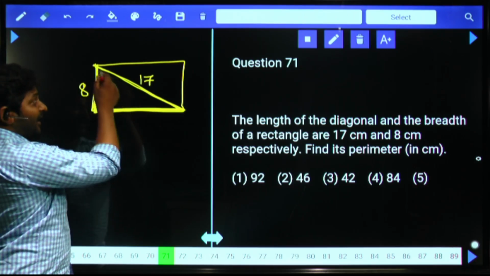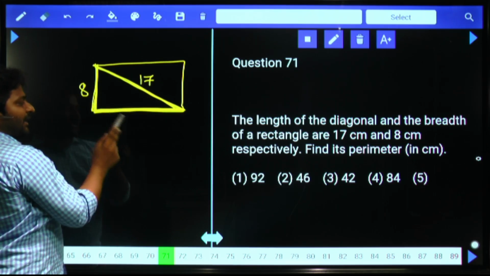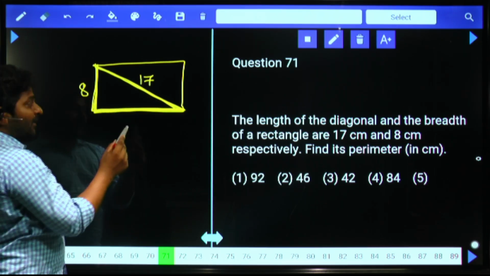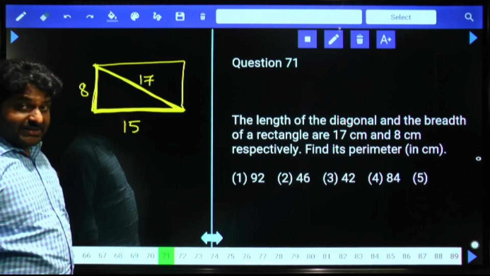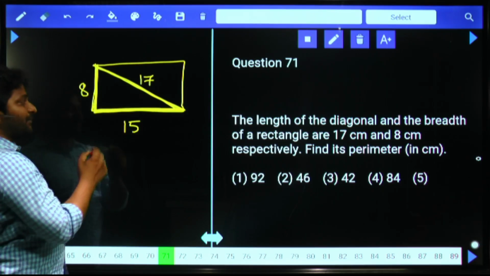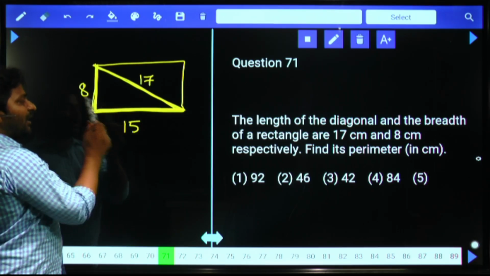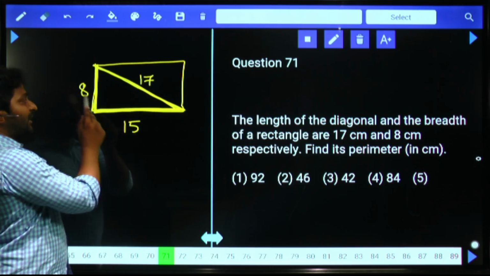Otherwise, for a rectangle, diagonal D square is equal to L square plus B square. Then length should be equal to 15. Otherwise you can remember the Pythagoras triplet also, from the triangle concept. Pythagoras, right angle triangle, Pythagoras triplet: 8 square plus 15 square is equal to 17 square. So length is 15, breadth is 8.